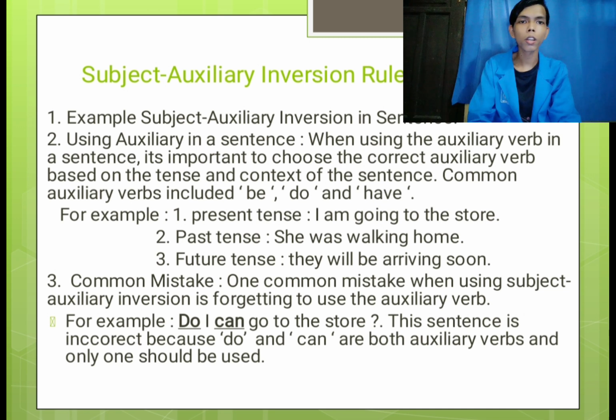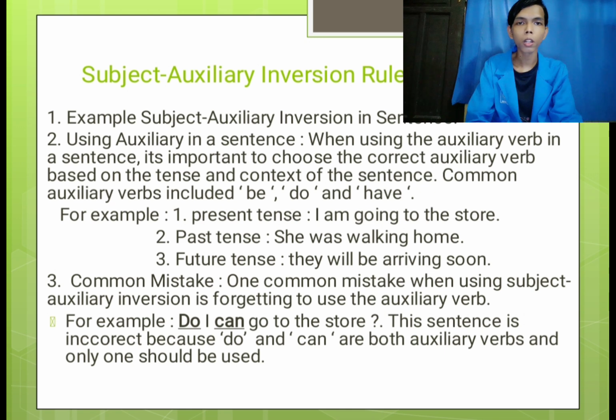Subject auxiliary inversion rules. The first is the example of subject auxiliary inversion in a sentence. The second is using auxiliary verbs in a sentence. When using the auxiliary verb in a sentence, it's important to choose the correct auxiliary verb based on the tense and context of the sentence. Common auxiliary verbs include be, do, and have.